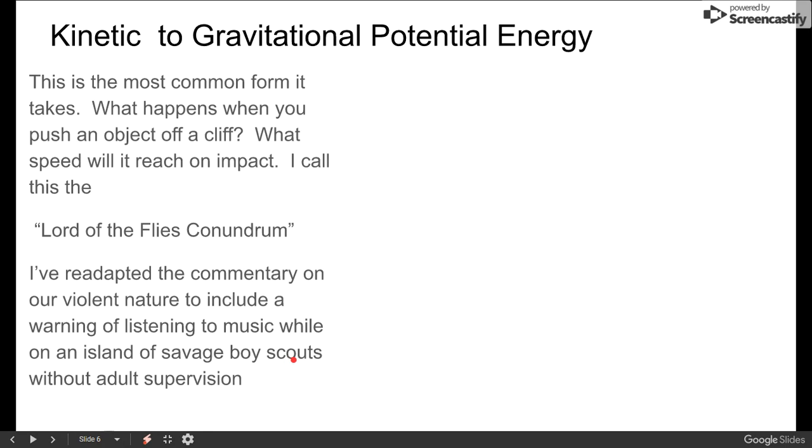So a most common use of this is kinetic to gravitational potential energy conversion. We drop a rock, we want to know how fast it's going when it hits the ground. I'm sure that's what you've thought every time you've looked over a cliff or dropped a stone or something like that. Geez, I wonder if I could calculate the actual impact speed. I mean, who wouldn't want to?